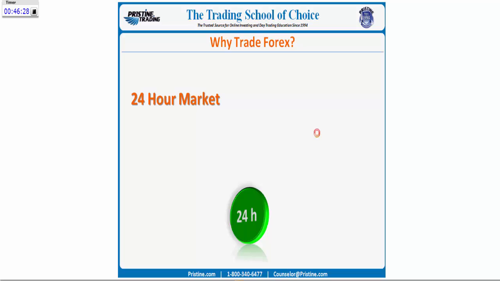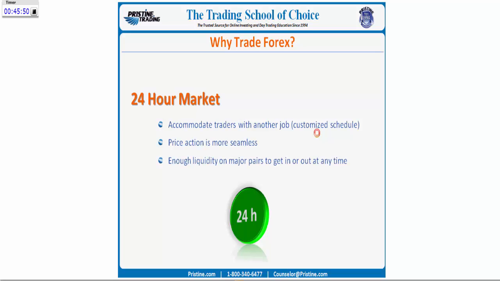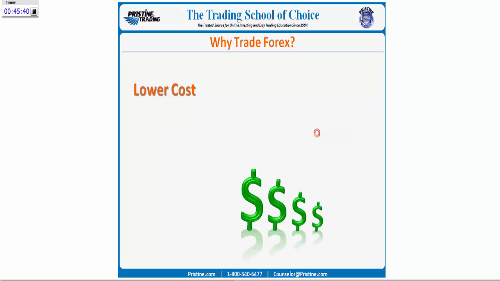So let me speed through this here because I really want to get to the charts. Again, it's a 24-hour market. It can accommodate any schedule. It doesn't matter where you live around the world or how your work schedule tends to be, it's extremely customizable. The price action is more seamless because you're less likely to get a gap. There are times with news events where you can, but it's far less likely, especially gaps that completely change the overall picture. And there's enough liquidity, as we talked about, to get in and out at any time, so you don't have to worry about not being able to get out of a position once you're in it, no matter what the time of day is.